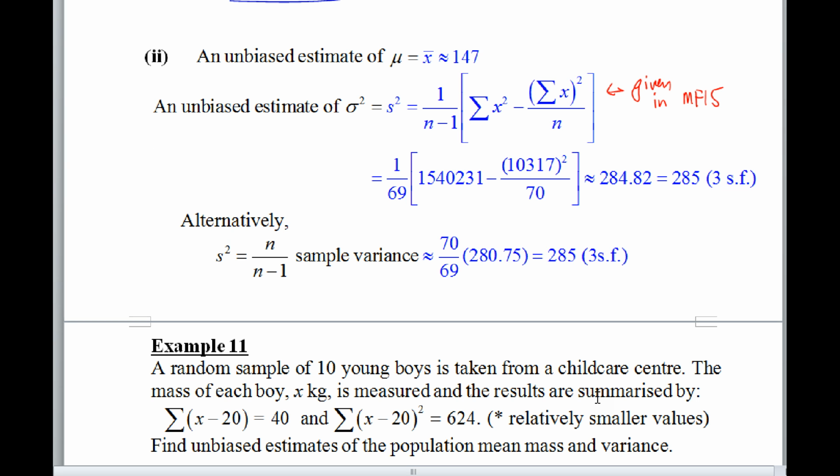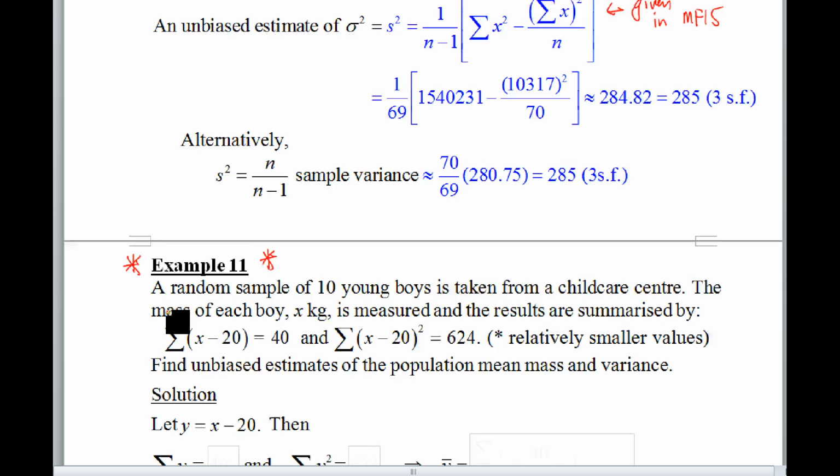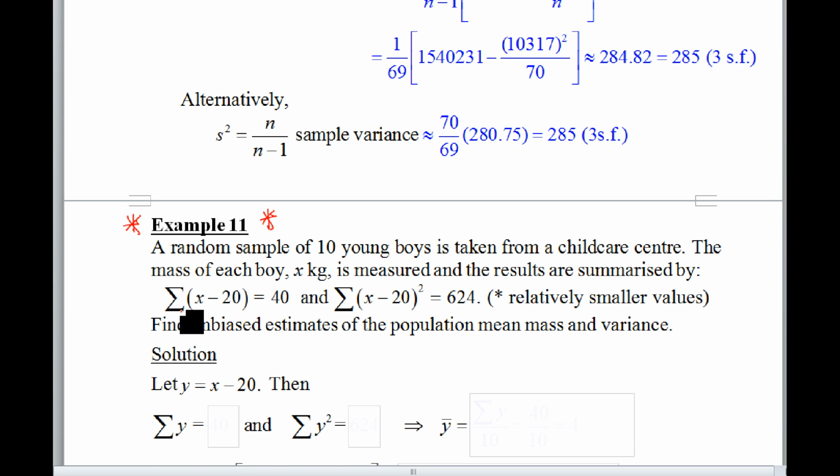Okay, I want to emphasize example 11, because sometimes the question will give you this kind of data. Let's see. I will go a bit slower for this one. I want to start this a little bit more. Okay? A little bit. Exam.